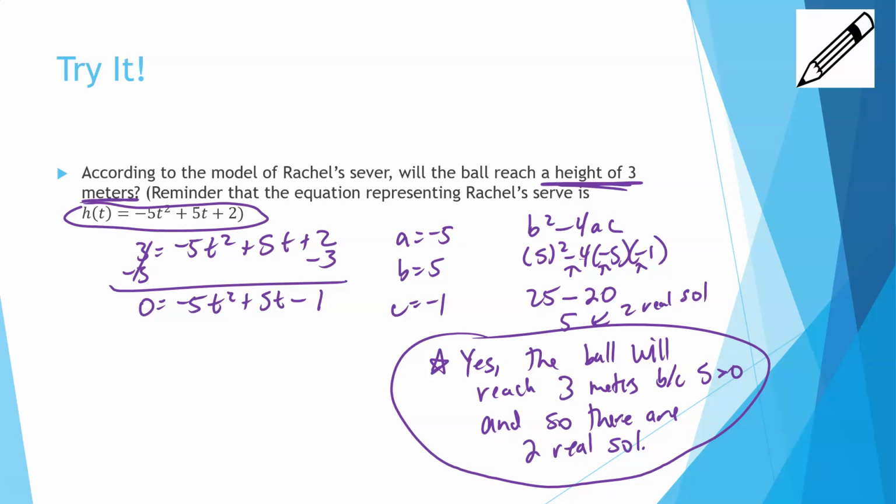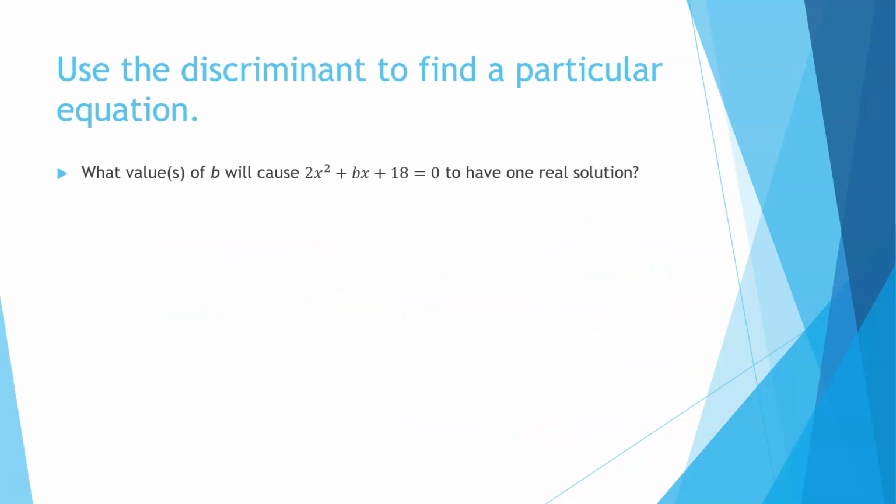Okay, last but not least, I just want to show you one other twist with discriminant. If I want to know what value of B will cause this to have one real solution, I'm given a quadratic where they show me A is 2, B is unknown, and C is 18. We can use what we know about discriminants to be able to solve for B.